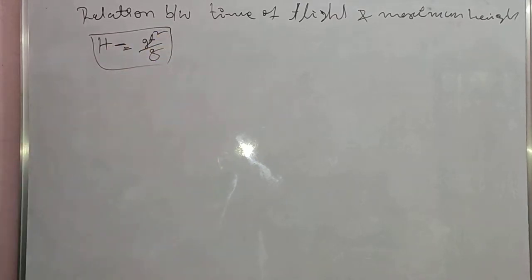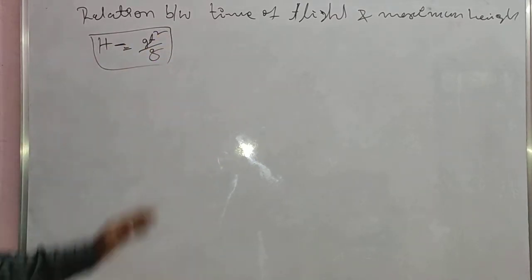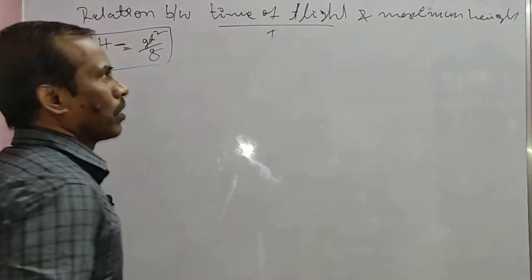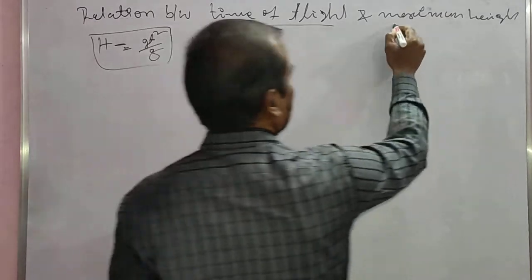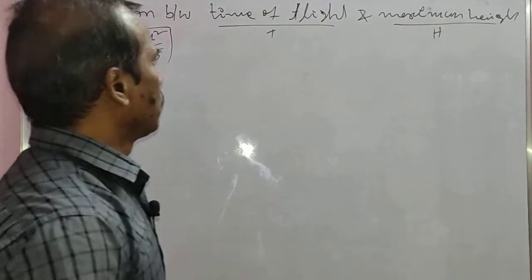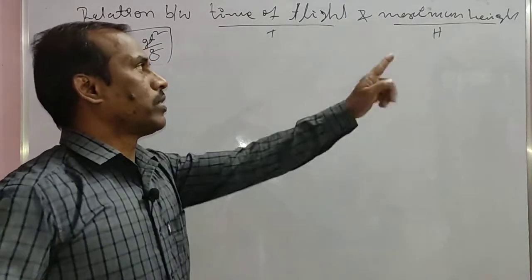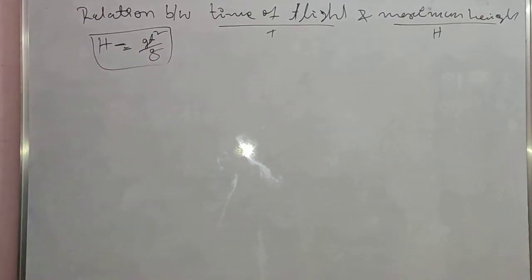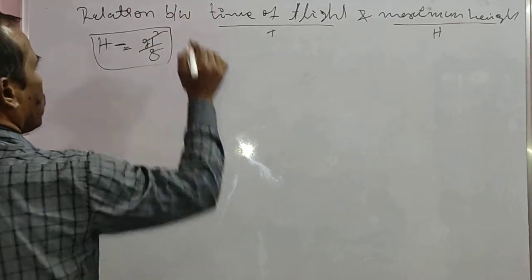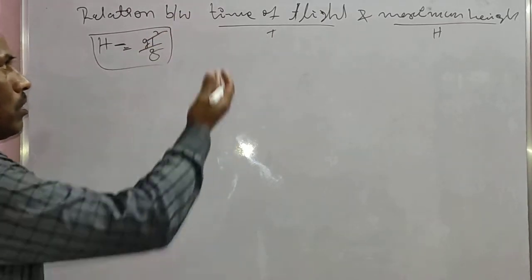How do we get this formula? Here is the relation between maximum height, h, and time of flight, capital T. Now the formula is h is equal to g T square by 8. Here g means acceleration due to gravity, T is the time of flight, and 8 is a constant number. So h is equal to g capital T square by 8. How to prove this one?